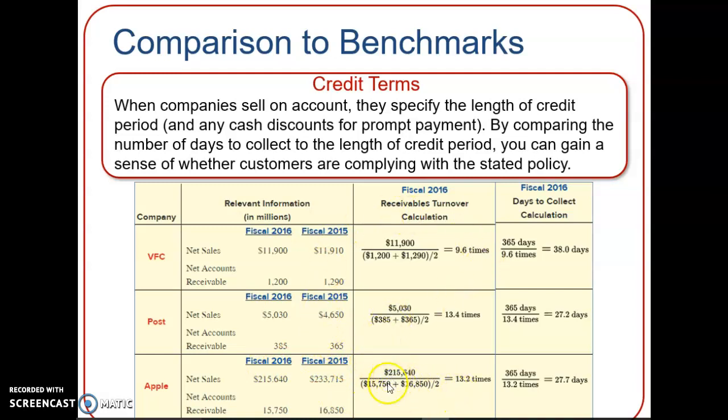And you can also compare your numbers with your competitors in the same industry. If another company has a turnover that is slightly faster, then it takes them a little bit fewer days to collect. As we mentioned, it's always a good thing to have faster turnover and fewer days to collect.